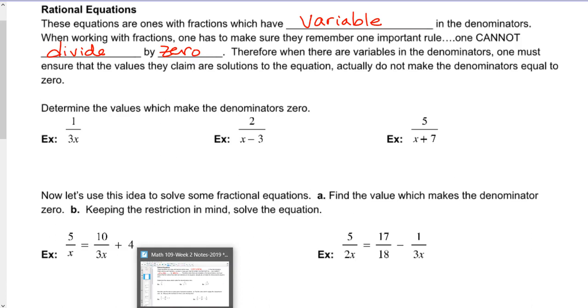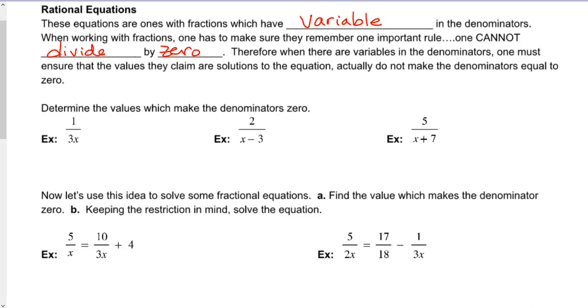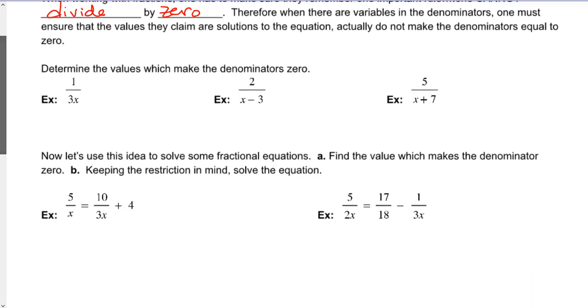Therefore, when there are variables in our denominators, one must ensure that the variables they claim are solutions are actually ones that do not make the denominator equal to 0. So here we're going to practice by looking at a fraction and saying, okay, what makes this denominator 0? Can I set the bottom equal to 0? Most definitely, and I can solve that for x. When I divide by 3 and divide by 3, x has to equal 0, since 0 divided by 3 is 0. It's not 3. So x equaling 0 would be the number to make the denominator 0.